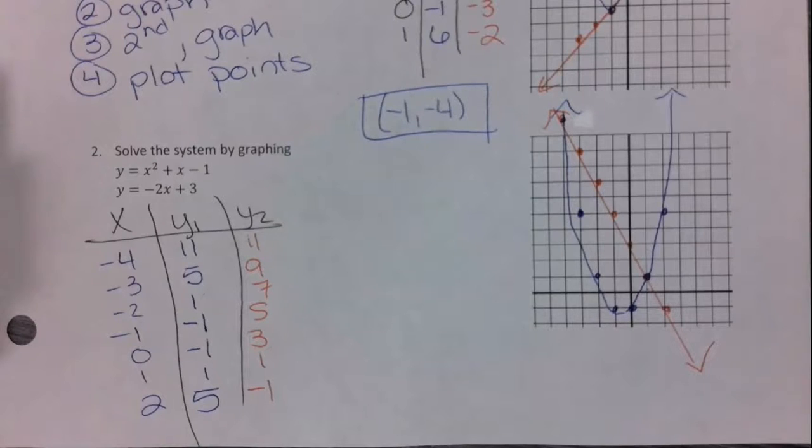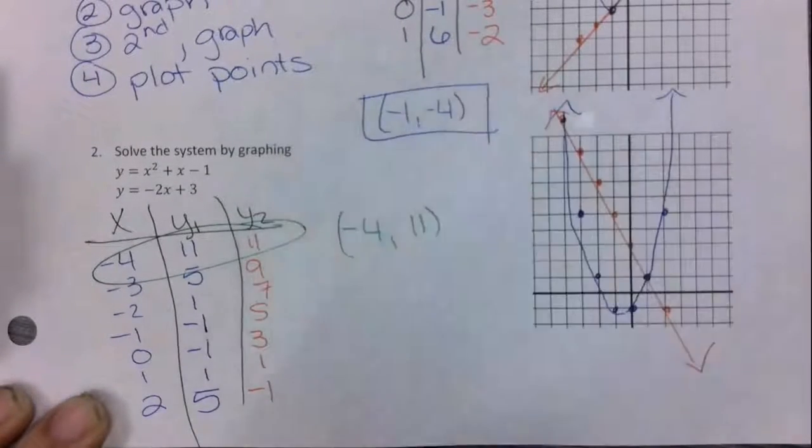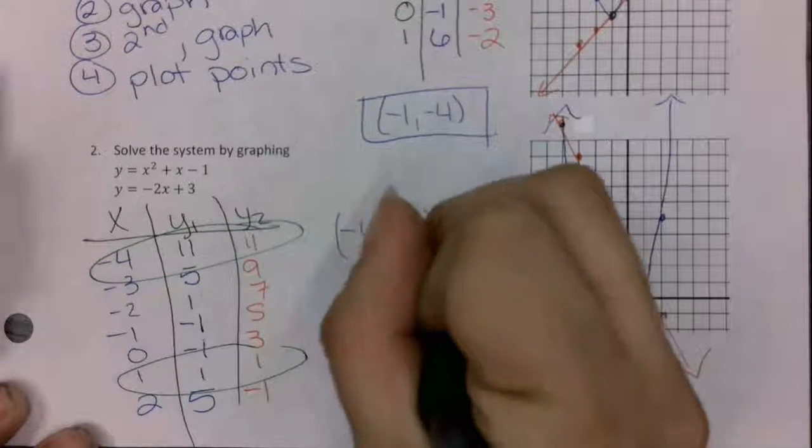So where is it crossing here? Two places. What are they? So I have -4 and 11. And the other one is, yeah, so it'd be 1, 1.